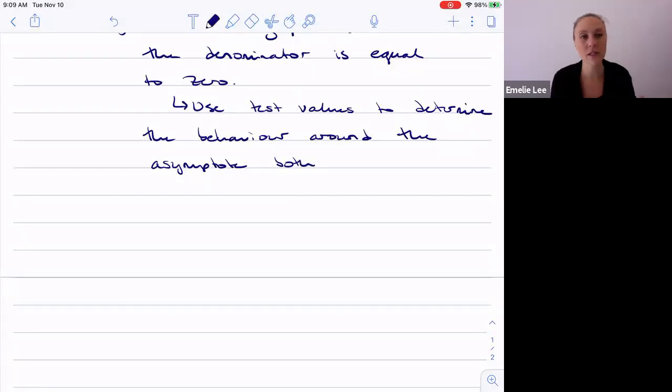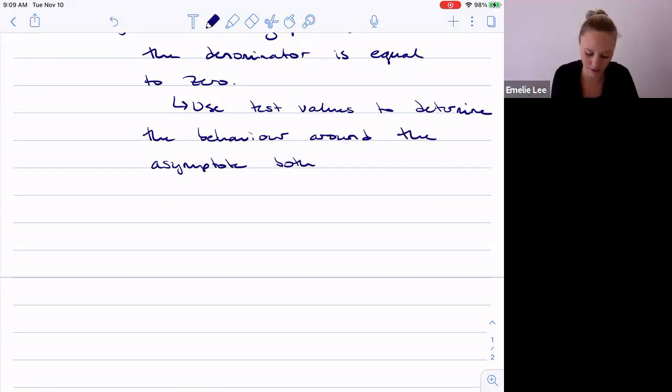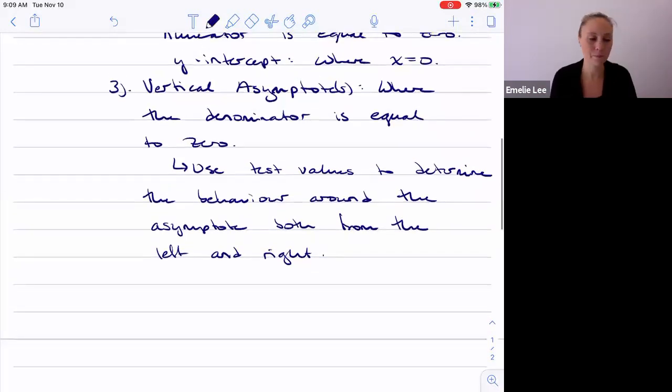Both from the left and from the right, right? We have to approach it from both sides because they could have different behaviors. Both from the left and right. Okay.